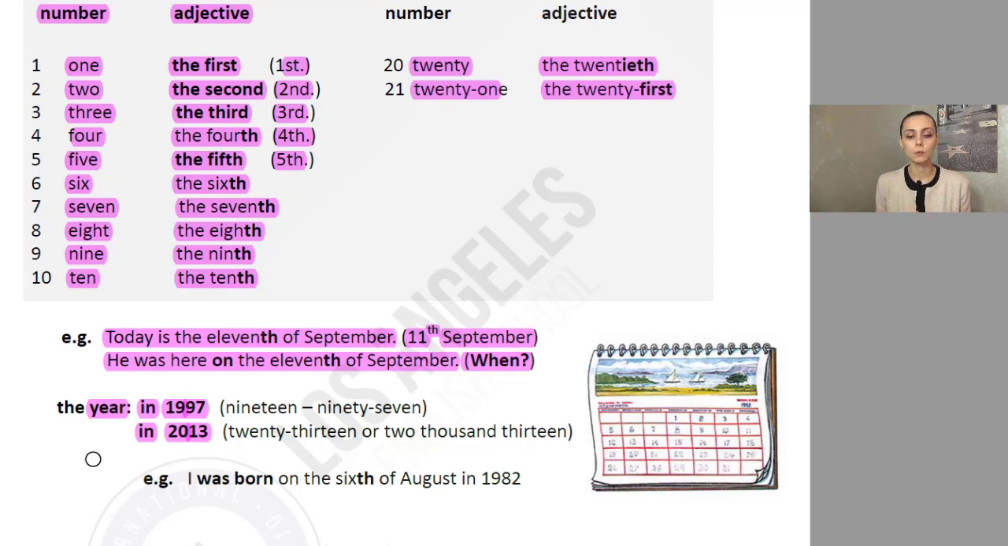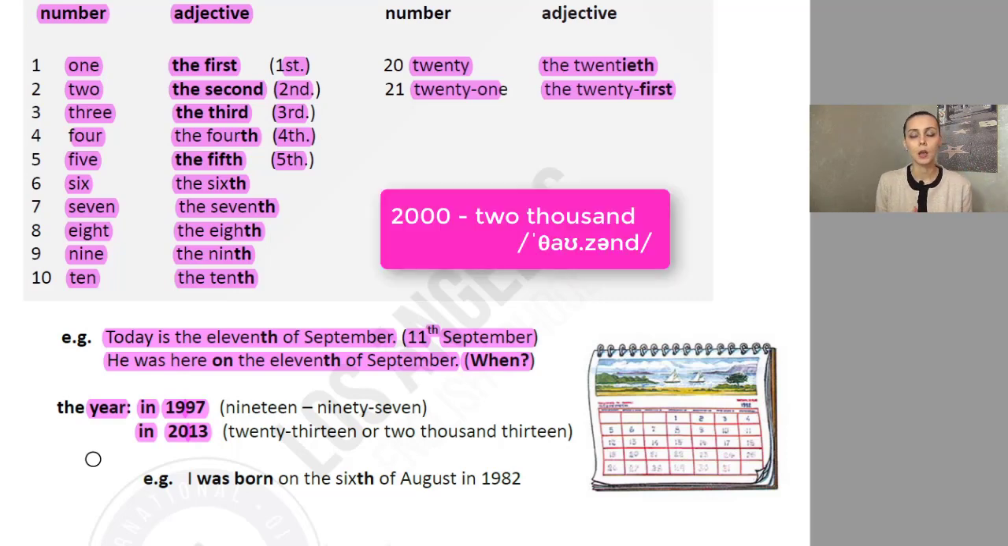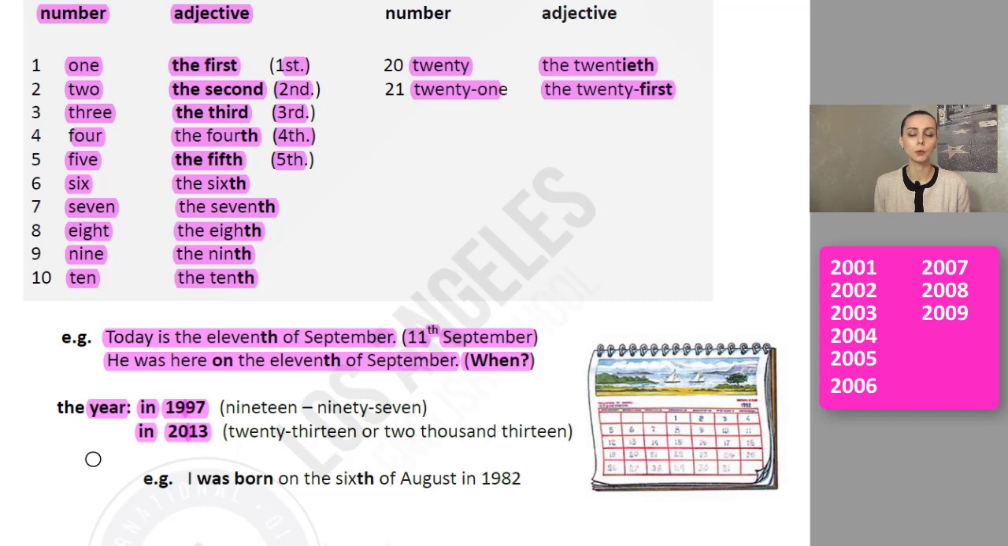When it comes to the years starting from 2000 until 2010, normally, according to the rule, you need to say the whole number. So you would say 2001, 2002, 2003, 2004, 2005, 2006, 2007, 2008, 2009, until 2010. So until this year, it has to be the full number.